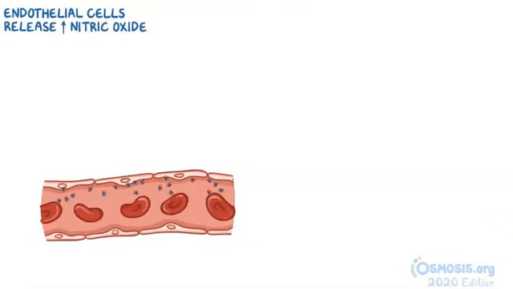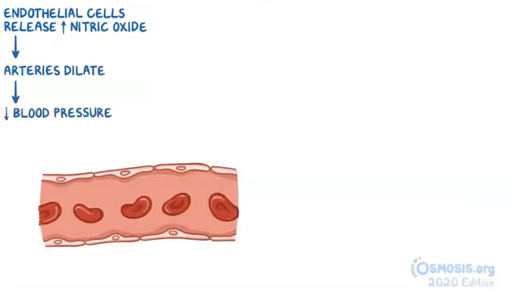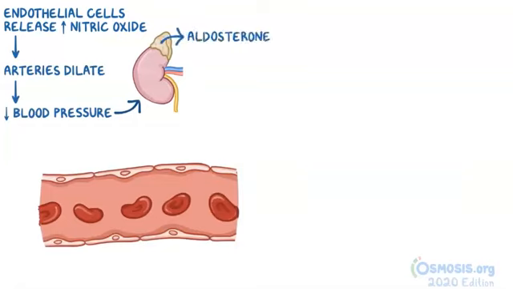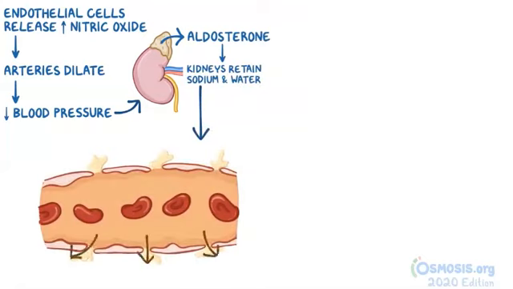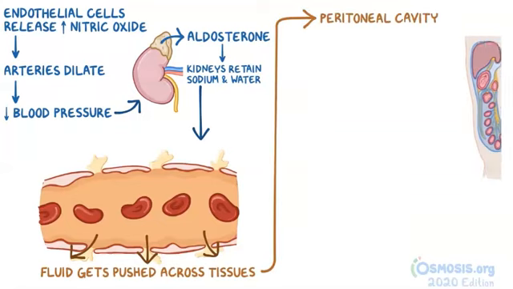Another consequence of portal hypertension is that the endothelial cells lining the blood vessels release more nitric oxide. The reason behind this is unclear, but nitric oxide makes peripheral arteries dilate, so blood pressure drops. This stimulates the release of aldosterone, which tries to bring blood pressure back up by telling the kidneys to retain more sodium and water. In time, plasma volume expands so much that fluid in blood vessels is more likely to get pushed into the tissues and across tissues, into large open spaces like the peritoneal cavity.